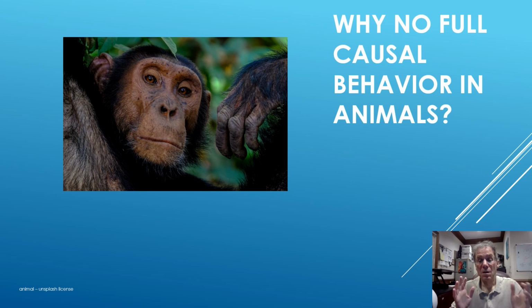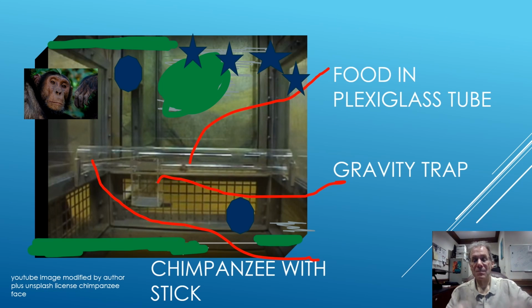While other animals don't seem to get psychosis, they don't seem to demonstrate full causal behavior either, including chimpanzees. There's a very good experiment where the chimpanzee can push food out of a tube with a stick. However, if a gravity trap is put in, there's very little causal understanding of the effect of gravity. The problem was solved in about 160 tries via association.